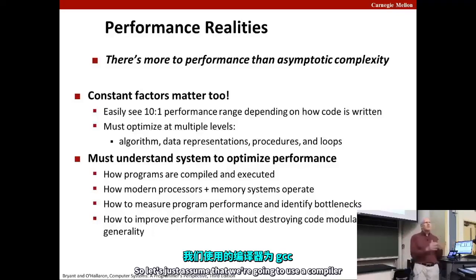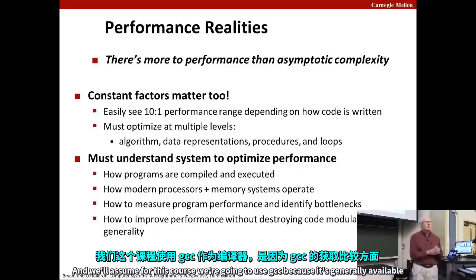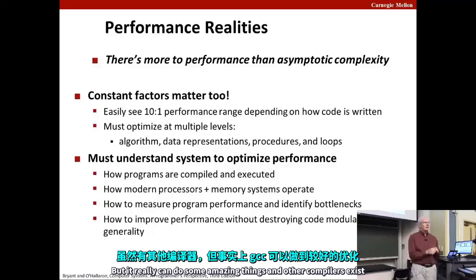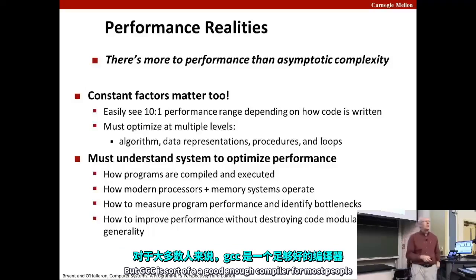So let's just assume that we're going to use a compiler. And we'll assume for this course we're going to use GCC because it's generally available. It's not actually the best compiler out there. Intel makes a compiler that costs money to license, but it really can do some amazing things. And other compilers exist, but GCC is a good enough compiler for most people.